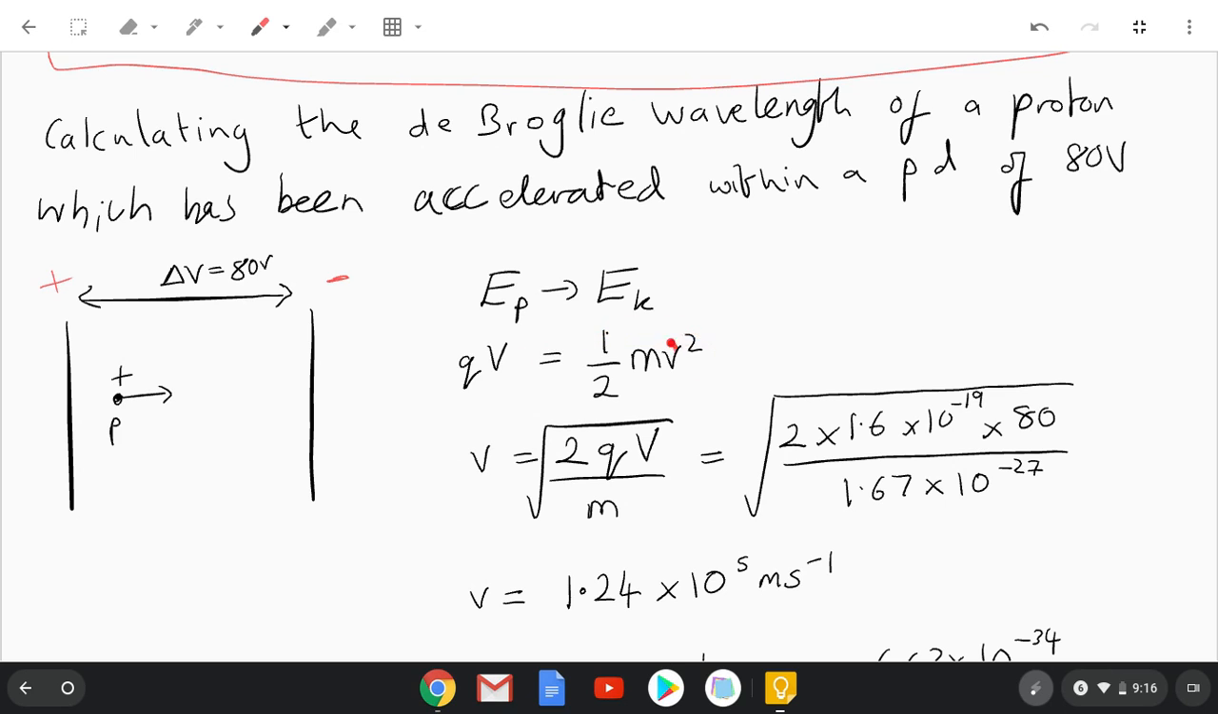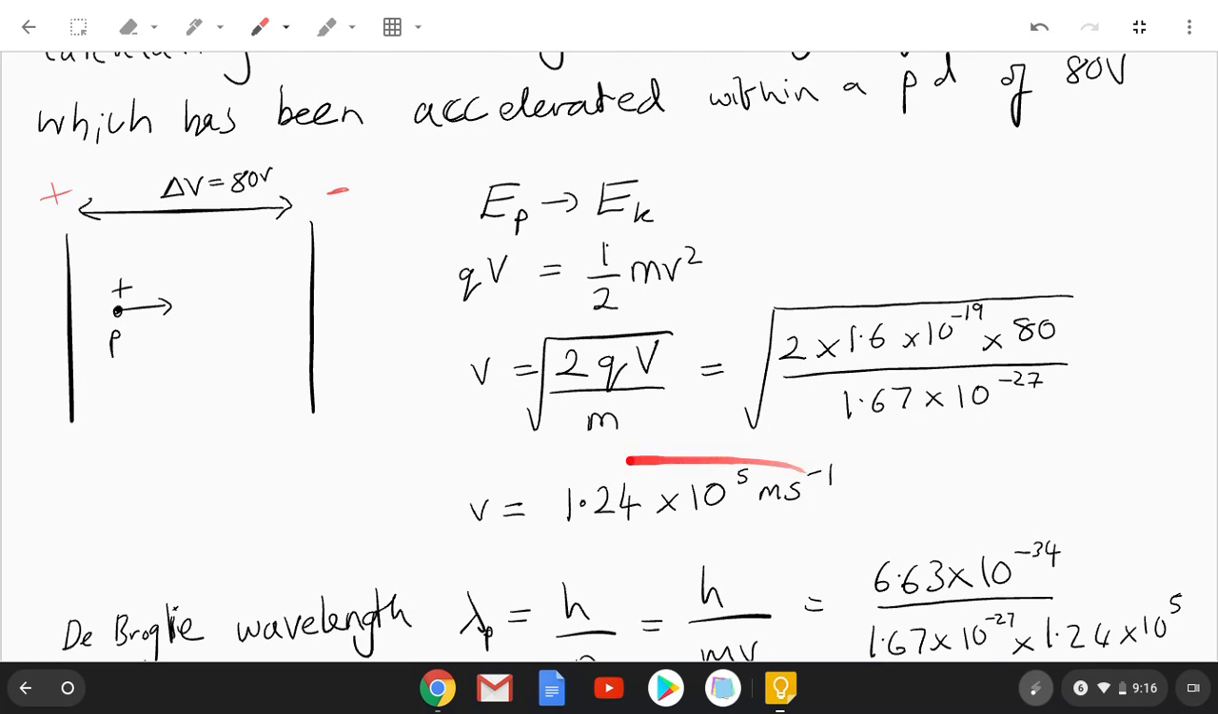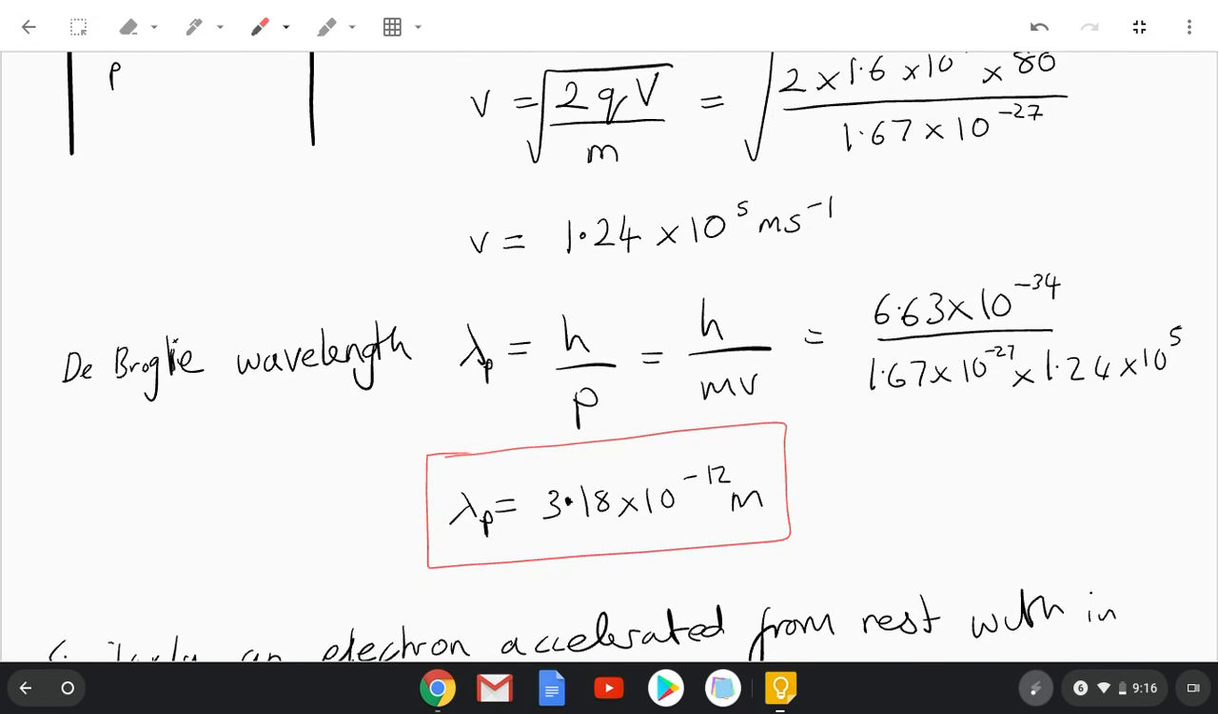Rearranging this to get v equals gives us this expression. Putting the numbers in, where this is the charge of the electron, that's the voltage between the plates, and that is the mass of, sorry, not the electron, the mass of the proton. So what we've got is a speed. Once it's completely accelerated between 80 volts, it will have a speed of 1.24 times 10 to the 5 meters per second. You'll be expected to do this calculation in your exams.